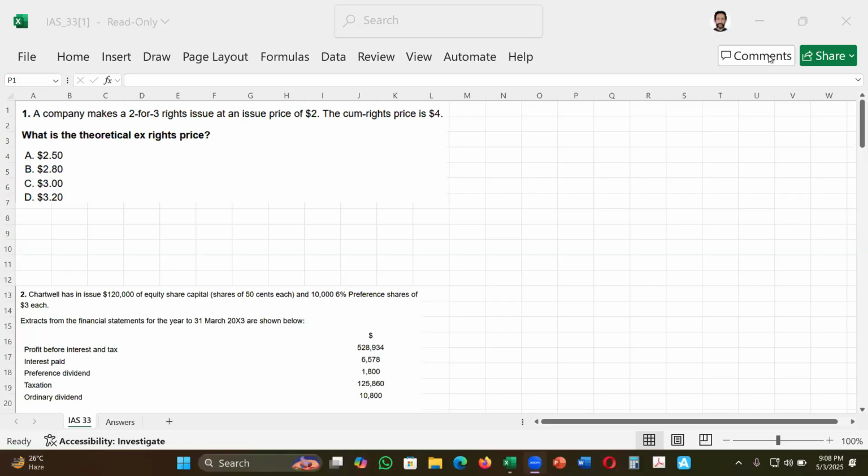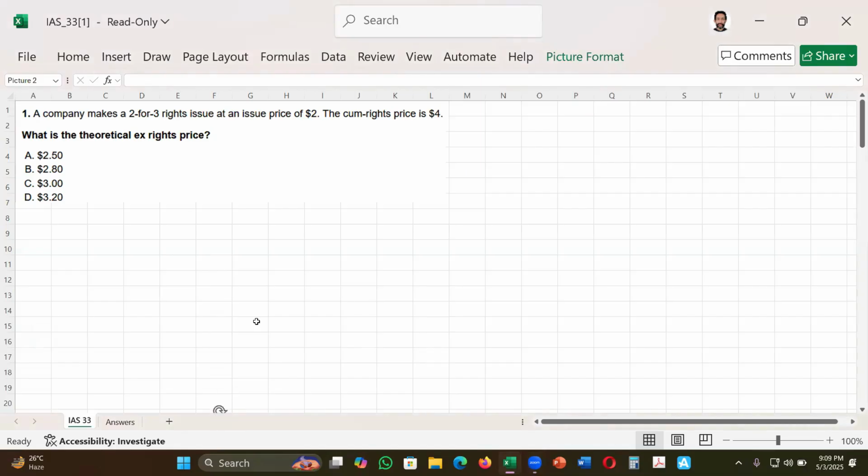Students, we are looking at IAS 33, the questions related to IAS 33. So these are good, challenging questions. Let's understand them so that we could make progress. So I'm looking at a question where I am required to calculate the theoretical ex-rights price.